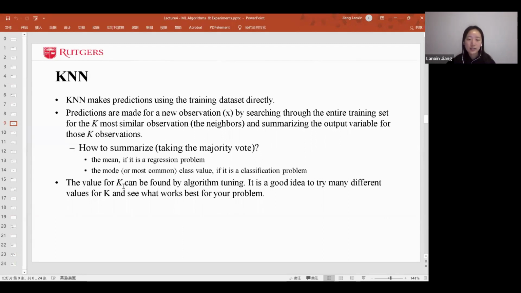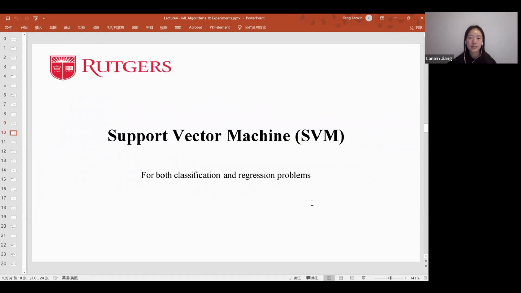And the k here is actually a hyperparameter that we need to tune. So the value for k can be found by algorithm tuning, which is also called validation. We will talk about this in our next lecture. And it's a good idea to try many different values for k. For example, we can try 1, 2, and so on until 20 or 30, one by one, and see which value of k works the best to solve the problem. So that's about KNN.